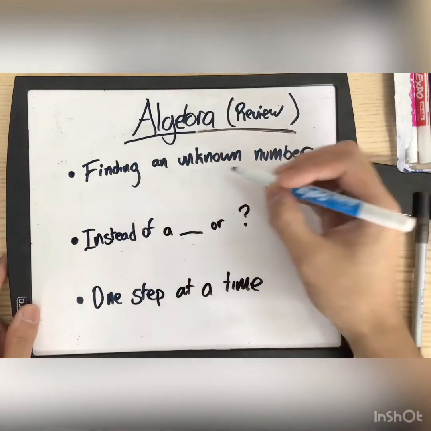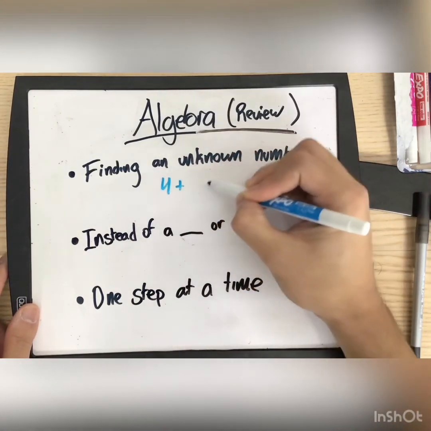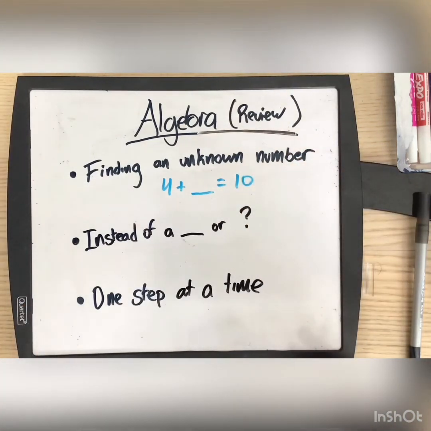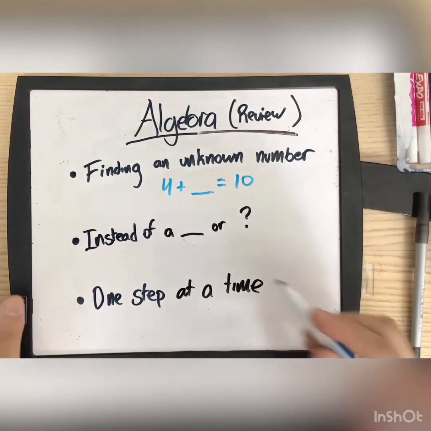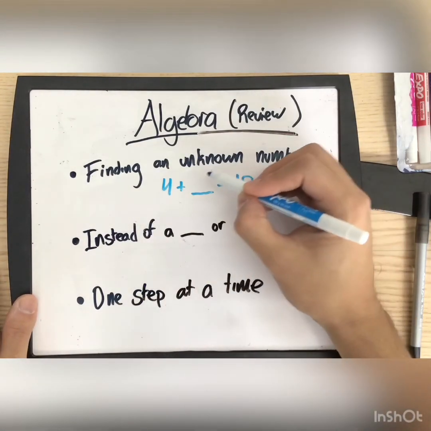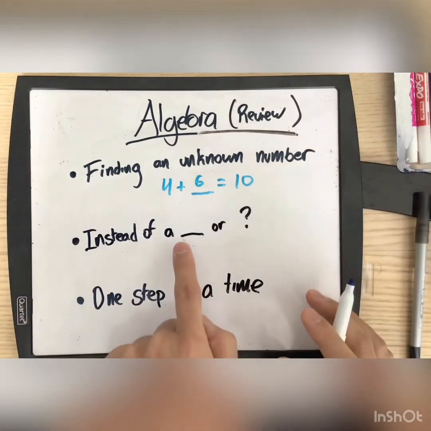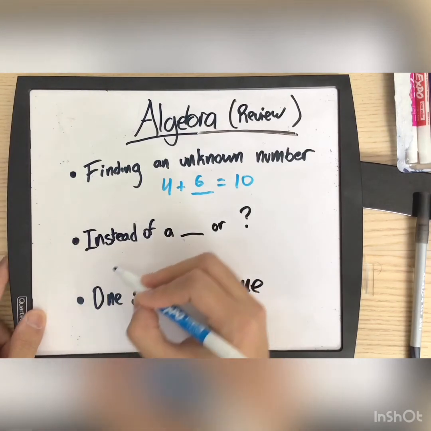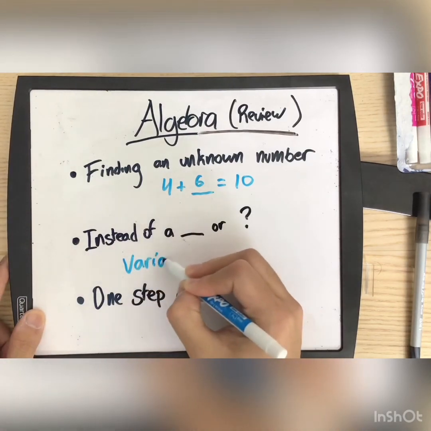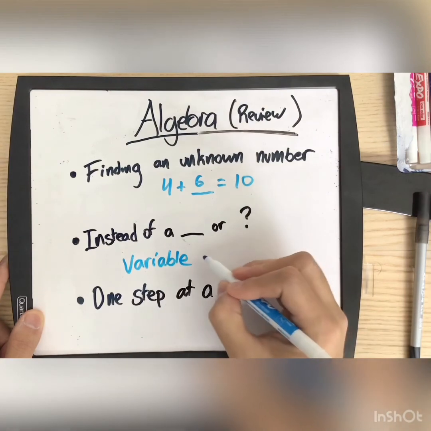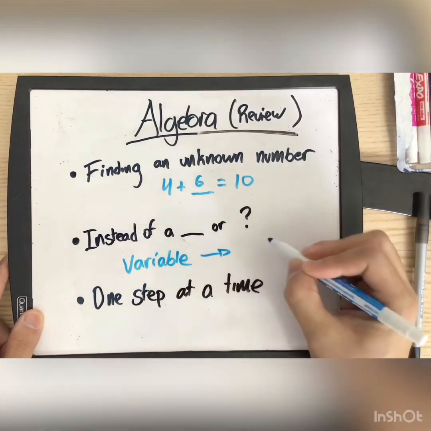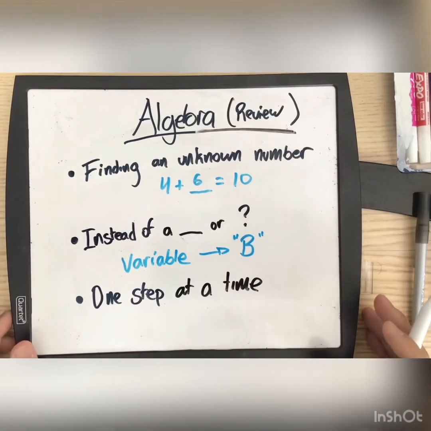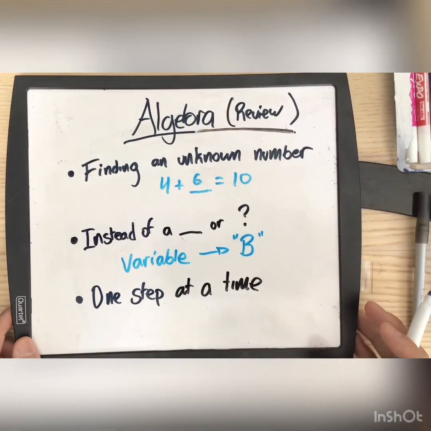For example, we'd have a problem like 4 plus blank equals 10. And as a younger kid in grade 3, you might have said, I already know this answer. It is 4 plus 6 equals 10. Instead of a blank or a question mark, algebra tells us to set up variables. A variable is assigning a letter instead of a blank or question mark. This letter is really important because it acts as a placeholder. So when you start doing algebra, you know exactly what to do.